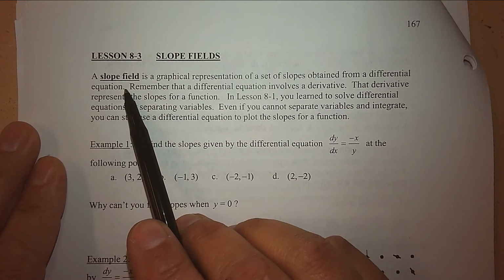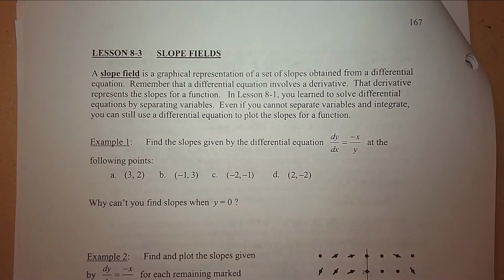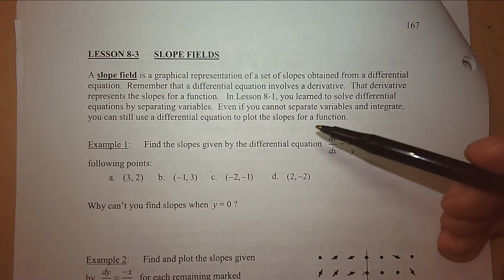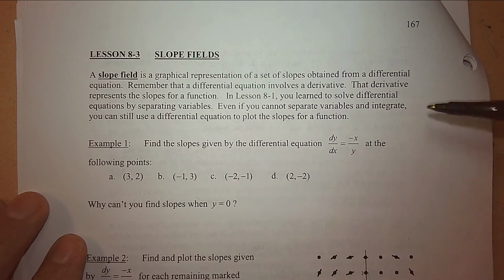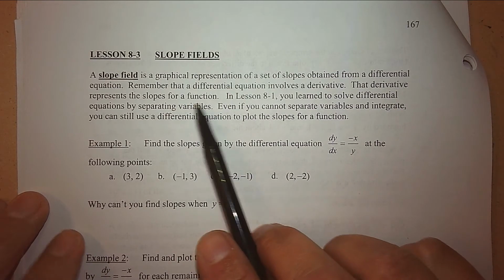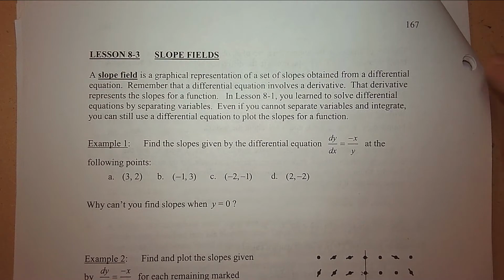So, a slope field is our lesson today. So, what is a slope field? It's a graphical representation of a set of slopes obtained from a differential equation. Remember that a differential equation involves a derivative, and when I say derivative, you say slope. I'll say that a million times in a row. So that derivative represents the what?